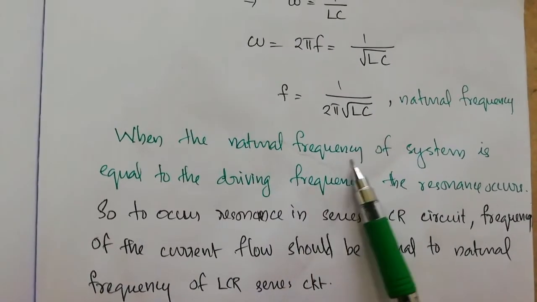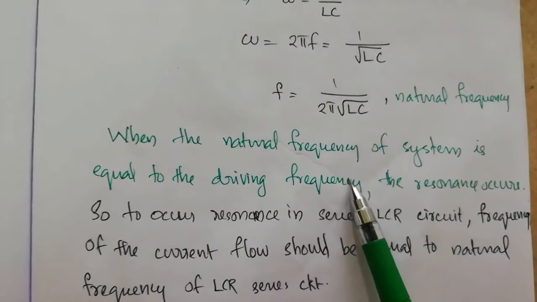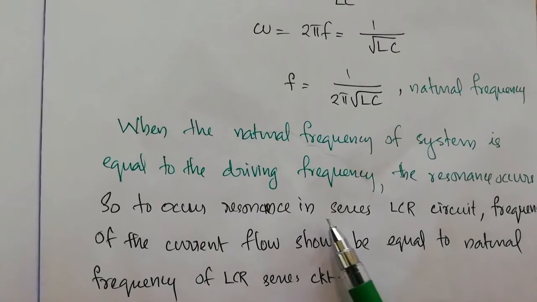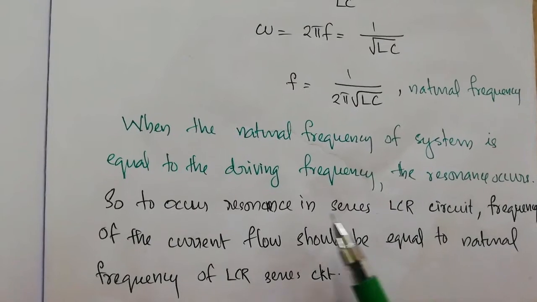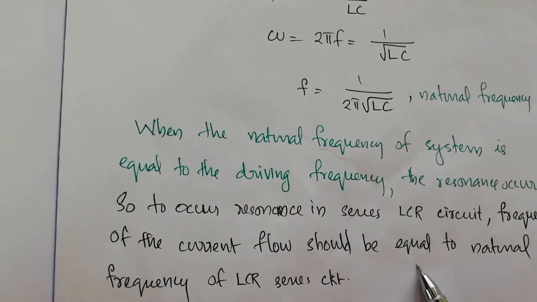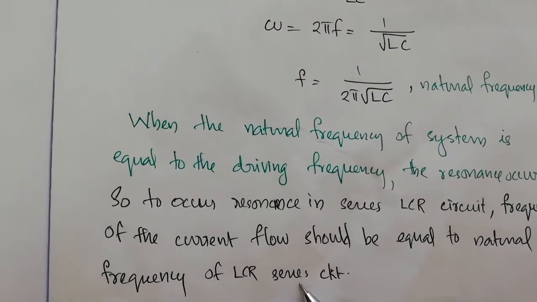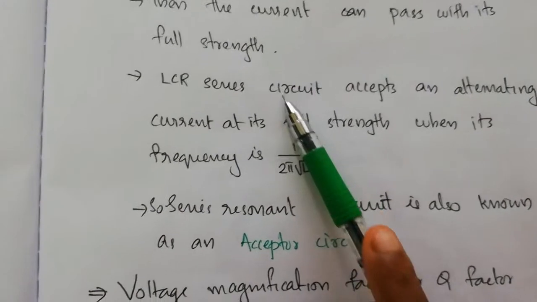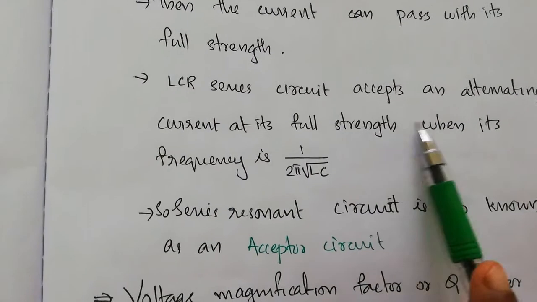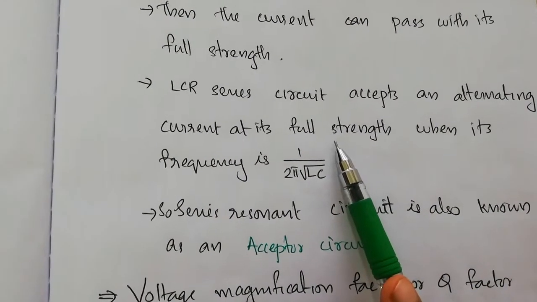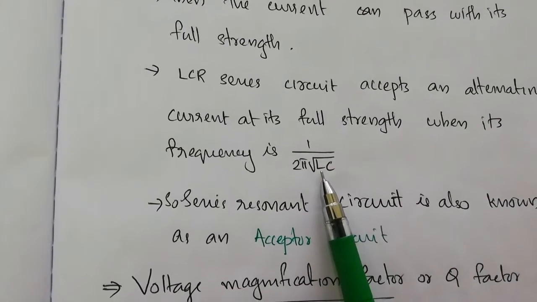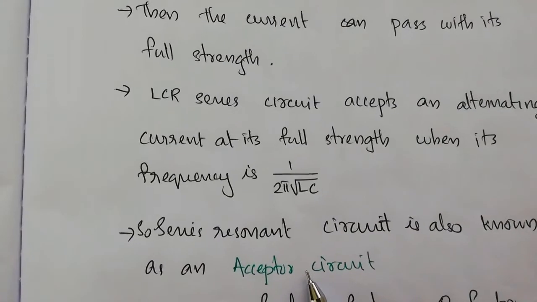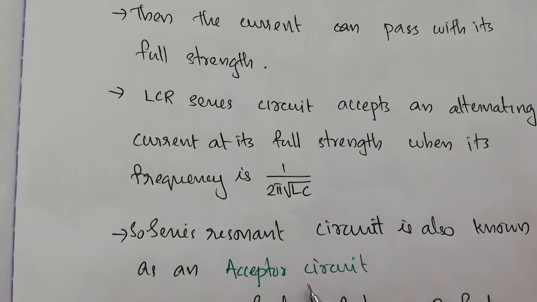So, when the natural frequency of the system is equal to the driving frequency, resonance occurs. That is, for resonance to occur in a series LCR circuit, the frequency of the current flow should be equal to the natural frequency of the series LCR circuit. At that time, the current can pass with its full strength. So the LCR series circuit accepts an alternating current at its full strength when its frequency is equal to the natural frequency, that is 1 by 2 pi root LC. So the series resonance circuit is also known as an acceptor circuit.